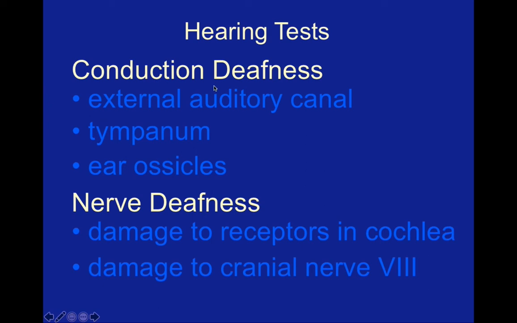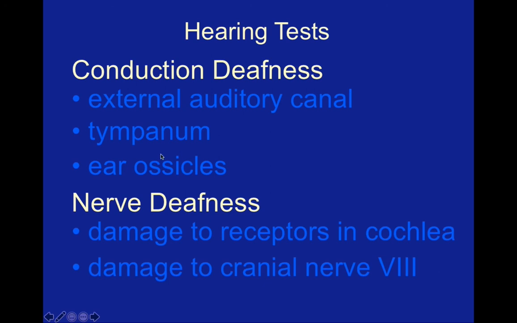Now, conduction refers to the ability of the vibrations of the external environment to make their way back to the cochlea. Some areas of the ear that often cause conduction deafness are the external auditory meatus, the tympanic membrane, or perhaps the ear ossicles. Each of these can contribute to conduction deafness in the event that something is not working properly with that part of the ear. If the conduction deafness is occurring due to the external auditory meatus, perhaps there's a buildup of cerumen, or earwax, in the external auditory canal, preventing those vibrations from making their way back to the tympanic membrane.